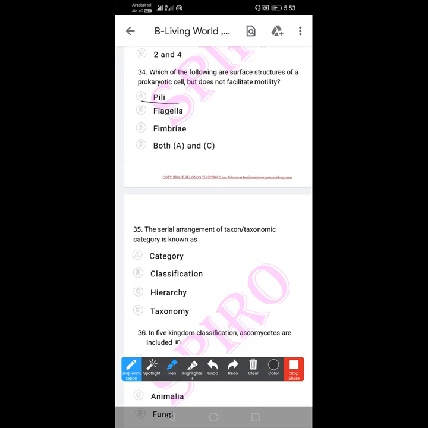The pili have reproductive functions. Flagella help in the movement of prokaryotic organisms, they help in motility. Fimbriae are bristle-like structures and they help in attachment of the particular bacteria, not in motility. So the correct option here is the fimbriae.